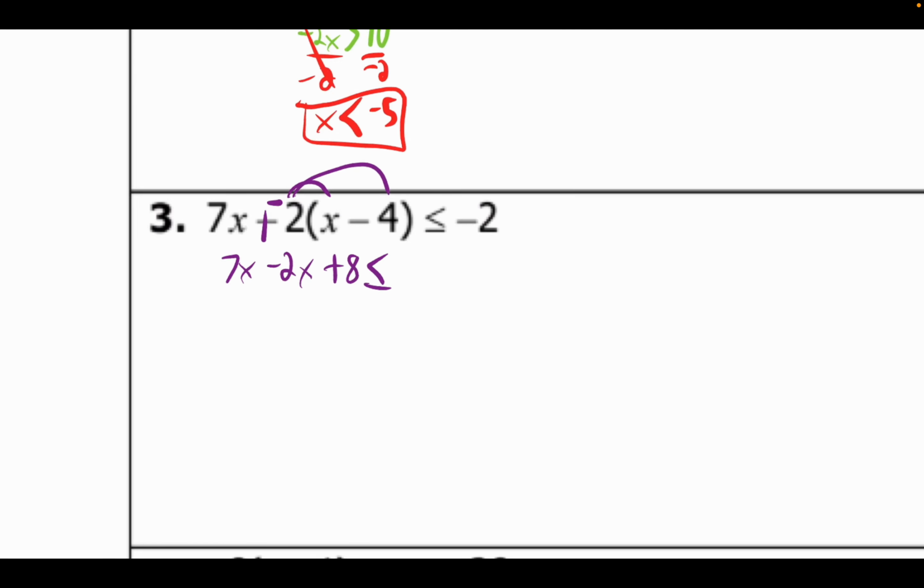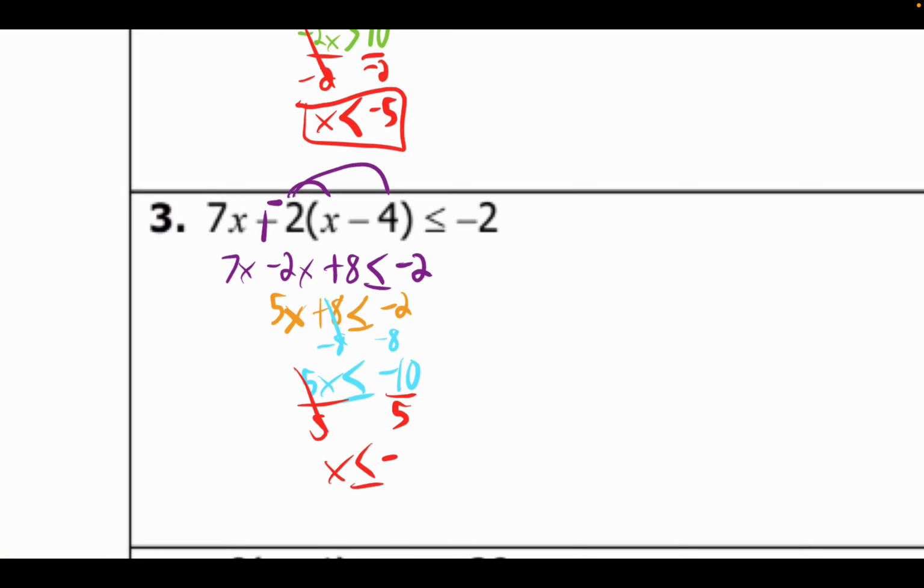Then that's less than or equal to negative 2. I combine like terms here, so 7x minus 2x is 5x. I'm going to get 5x plus 8 is less than or equal to negative 2. Then I'm going to subtract my 8 to undo the addition, and I get 5x is less than or equal to negative 10. Dividing both sides by 5 results in x being less than or equal to negative 2 as my answer.